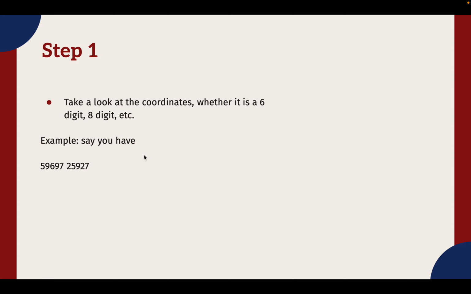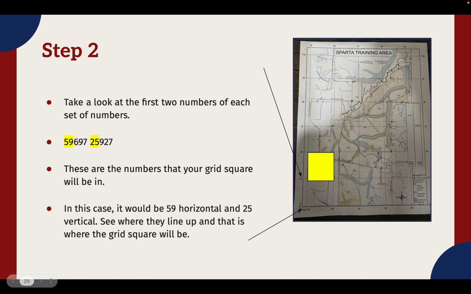But for plotting coordinates, these are the steps. So we have an 8-digit one right here: 59697259 27. We have to take a look at the first 2 digits of each coordinate. So that's 59 and then 25. As you'll see on a map, you typically have the vertical axis and then the horizontal axis. At the bottom here we see 59 and we see 25. So we go over 59, up 25, and this is the box that our coordinate will be in.